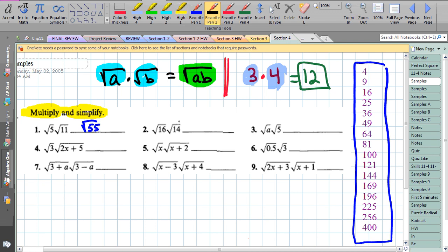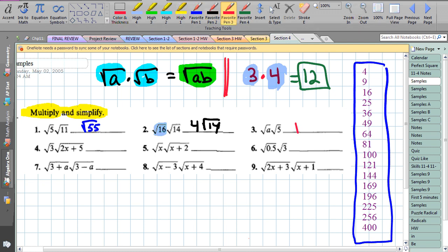Let's try another one. Well, we have radical 16 times radical 14. I can certainly try to push those together. 16 times 14, I think, is 224. But if you notice, this is a perfect square. So that is like 4 times radical 14. And so in this case, I can't mush them together because one's in a radical, one's not. And that's my final answer, since radical 14 cannot be simplified from our list in here.